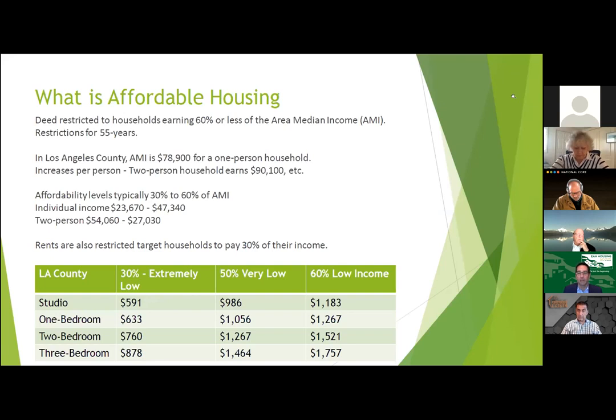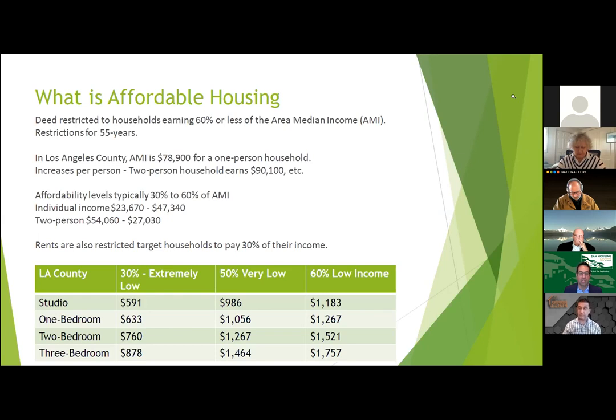And oftentimes we hear terms like low income, extremely low income, very low income, and those are actually defined. Extremely low income would be the 30% AMI people, and low income typically is up to 60% of median income, sometimes up to 80, but we'll stick with the 60 for today. And we included a chart, as you can see at the bottom of this slide, to give you an idea of what those rents are, which are set at 30% of the incomes you see up there.